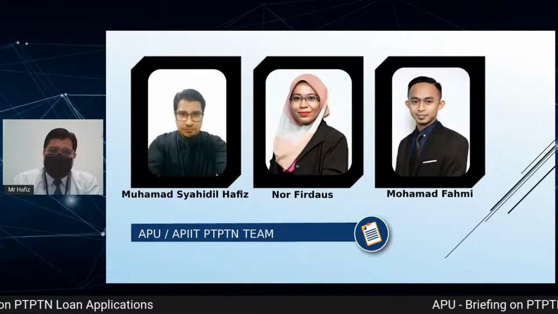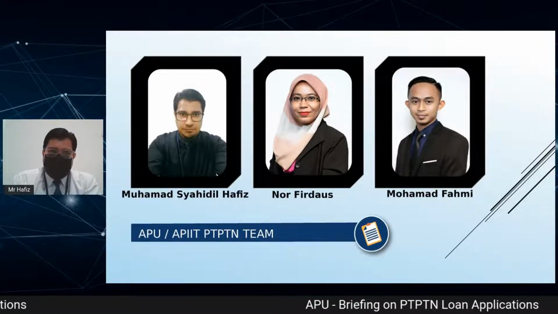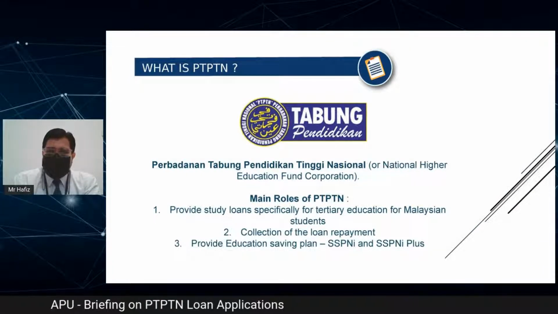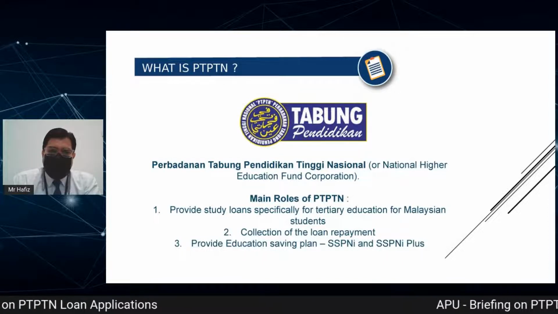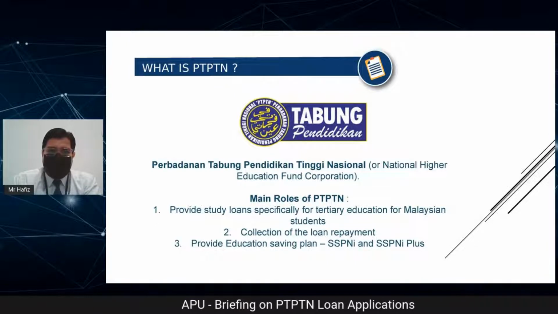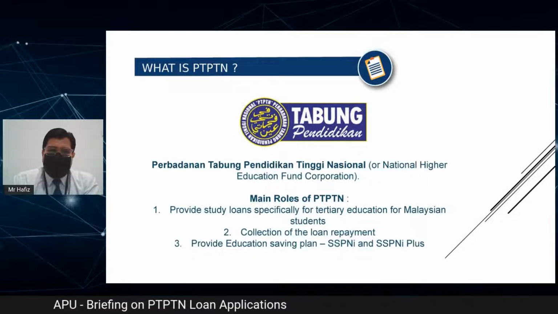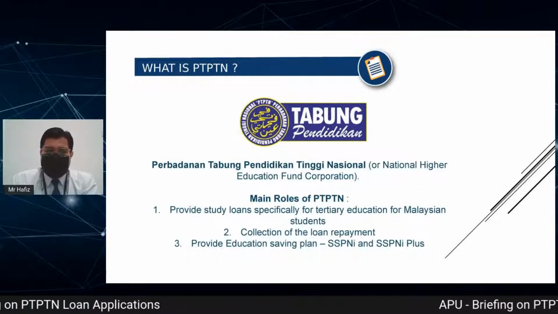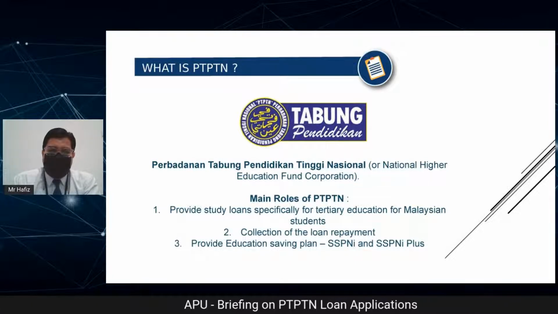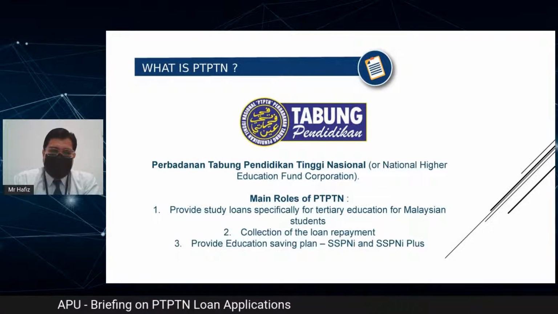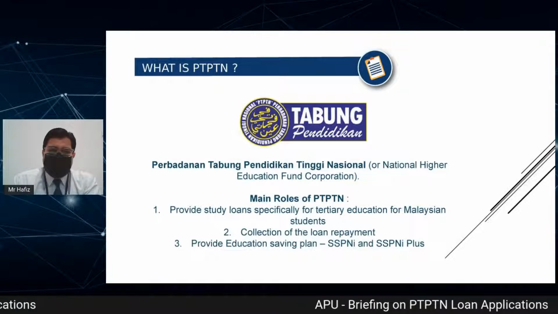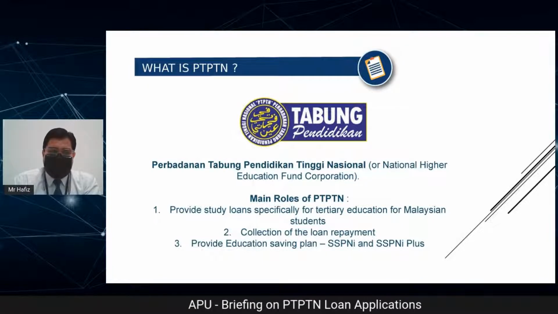Yeah. So next, without further ado, we go straight to what is PTPTN. For those who are first time, maybe you're not sure what PTPTN is, what PTPTN does. PTPTN stands for Perbadanan Tabung Pendidikan Tinggi Nasional, or National Higher Education Fund Corporation. There are three main roles played by PTPTN. The first one, they provide study loans specifically for tertiary education for local Malaysian students. And then they also collect the loan repayments, and they provide an education saving plan, which is the SSPN I-Prime and the SSPN I-Plus.